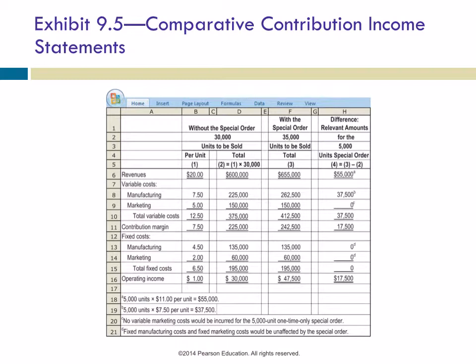So column F here shows the relevant information from the special order, whereas column H basically gives you the difference between without and with the special order, and all of the columns that contain relevant revenues or costs. You skip all the way down to the bottom there, and basically when you accept the special order, you are looking at a net gain in operating income of $17,500, and we would assume that would mean, hey, this is a good idea, let's accept this special order.